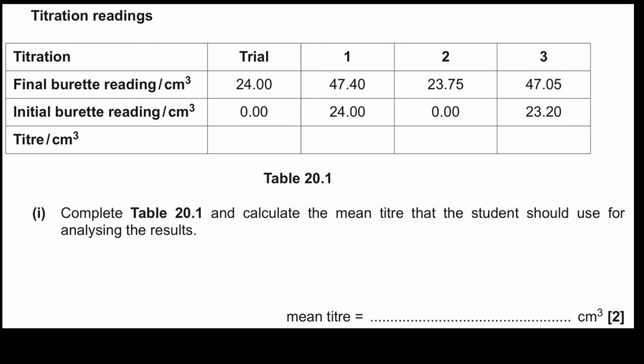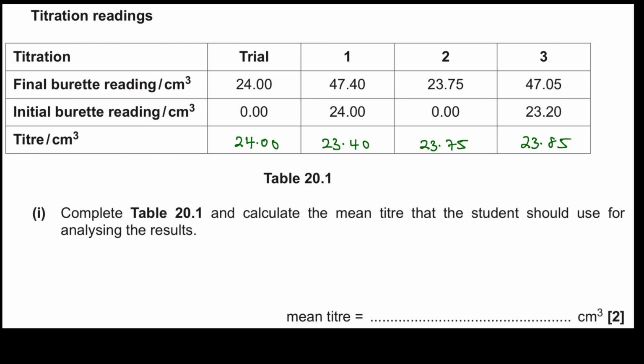1. Complete the table 20.1 and calculate the mean titer that the student should use for analyzing the result. Work out the difference between final and initial, and this one will be 24.00, and this one will be 23.40, and this is 23.75, and this one will be 23.85, and we need to complete the table and work out the mean titer.